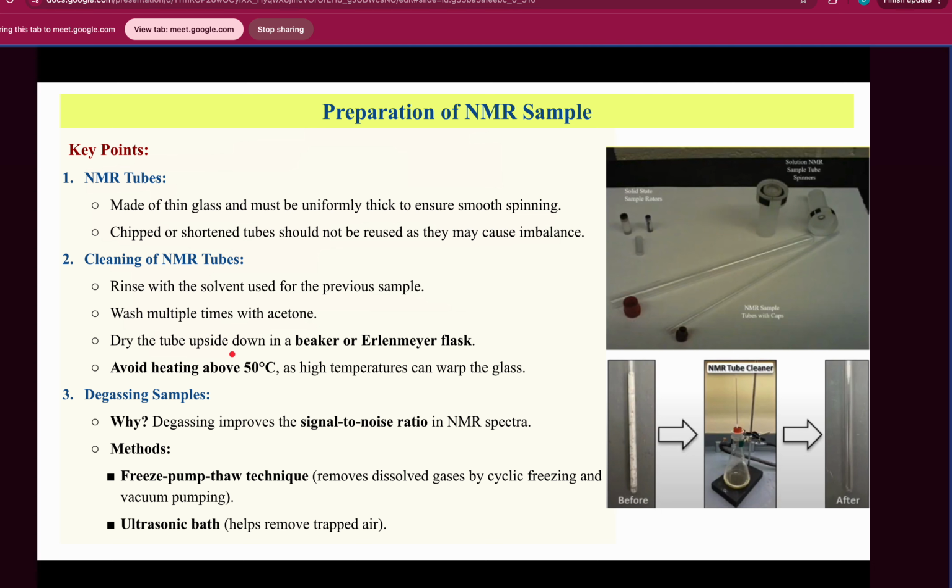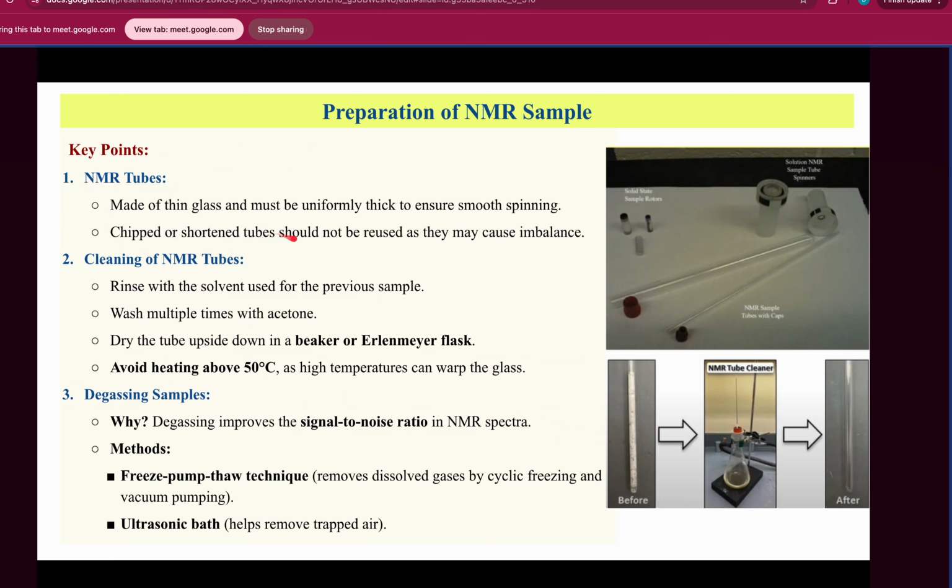And then we have to dry these tubes upside down in a beaker or Erlenmeyer flask. So this is the Erlenmeyer flask in which we can put our NMR tube and let it dry. We need to avoid heating above 50 degrees centigrade, because if there is high temperature, it can also warp the glass. Then the third thing is degassing the samples.